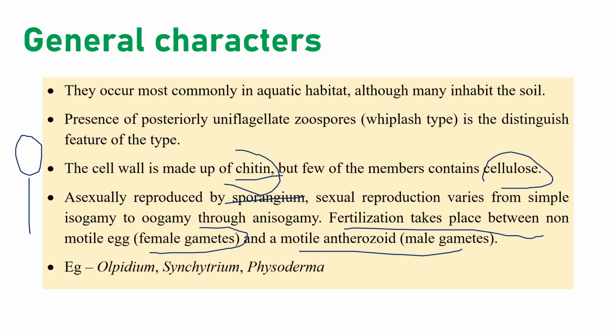A couple of important members are Olpidium, Synchytrium, and Physoderma. So these are all the important members of this Chytridiomycota. In detail, we are going to discuss Olpidium and Synchytrium, and what kind of disease they cause. But generally remember that Physoderma zeae-maydis causes a disease in maize. Okay.